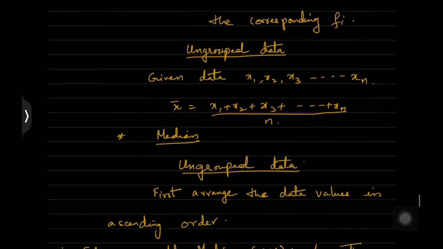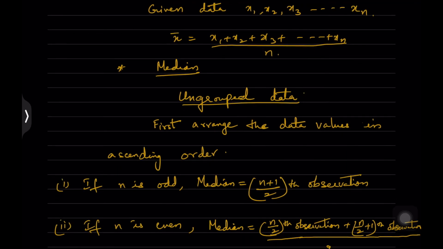Then how do we calculate the median for ungrouped data? Whatever the data given, first we have to arrange it in ascending order. After arranging in ascending order, if n is odd, meaning the number of observations is odd, the median is the (n plus 1) divided by 2-th observation. For example, if there are 9 observations, which is an odd number, the median will be 9 plus 1 divided by 2, that is 10 by 2, which is equal to 5. The 5th observation will be the median. This happens only after arranging in ascending order.